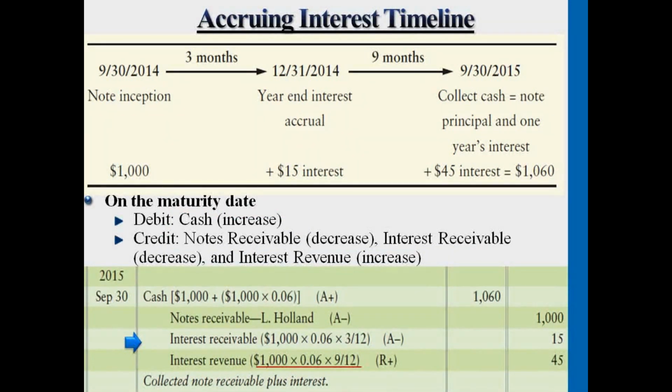So these 9 months generated interest revenue of $45, and we credit the interest receivable that we journalized last year end. Together, these $60 we collect in cash once the note comes to its maturity date. And then we credit notes receivable, which is collecting the principal amount. So these together form the $1,060 here.